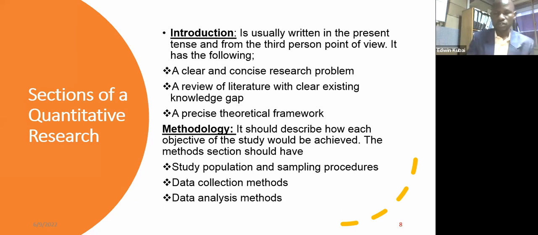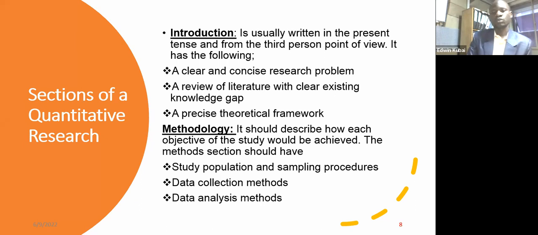Then when you come to methodology, it should describe each objective of the study and how you will achieve all those objectives. So the methodology is very important. It should describe the method that you're going to use to achieve your objectives or the hypothesis that you had stated early on in your study. So those are key in terms of methodology. The methodology should give you a roadmap of how you respond to the research questions or the hypothesis that you had stated early on.